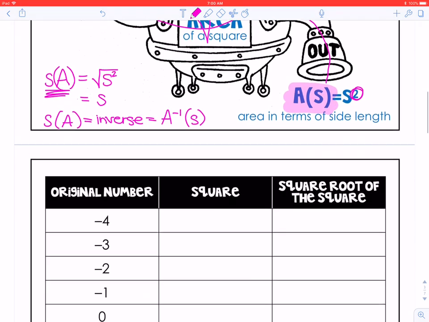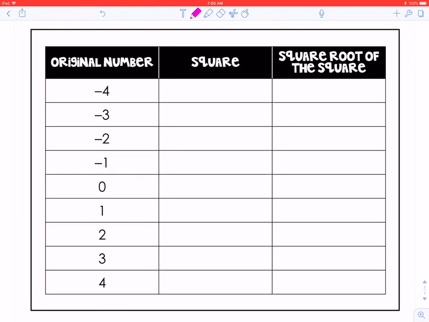Okay, so let's look at the operation of squaring and then how we would undo that. Let's take some original numbers. I just chose some nice, neat ones, some negative, some positive. Got to have 0 in the mix to test the waters. If I square negative 4, negative 4 times negative 4 is going to be a positive 16. Negative 3 squared is 9. Negative 2 squared is 4. Negative 1 squared is 1. 0 squared is 0. 1 squared is 1. 2 squared is 4. 3 squared is 9. And 4 squared is 16. We see a bit of a pattern continuing.